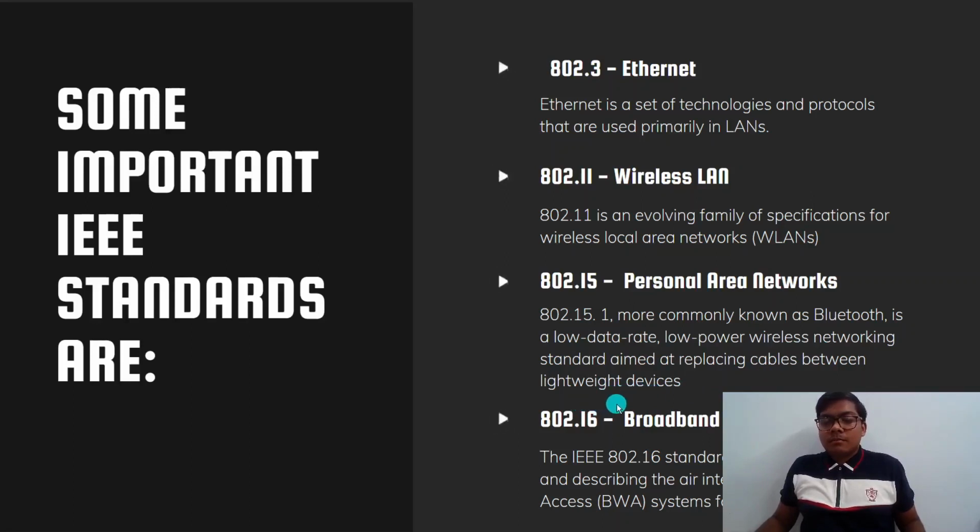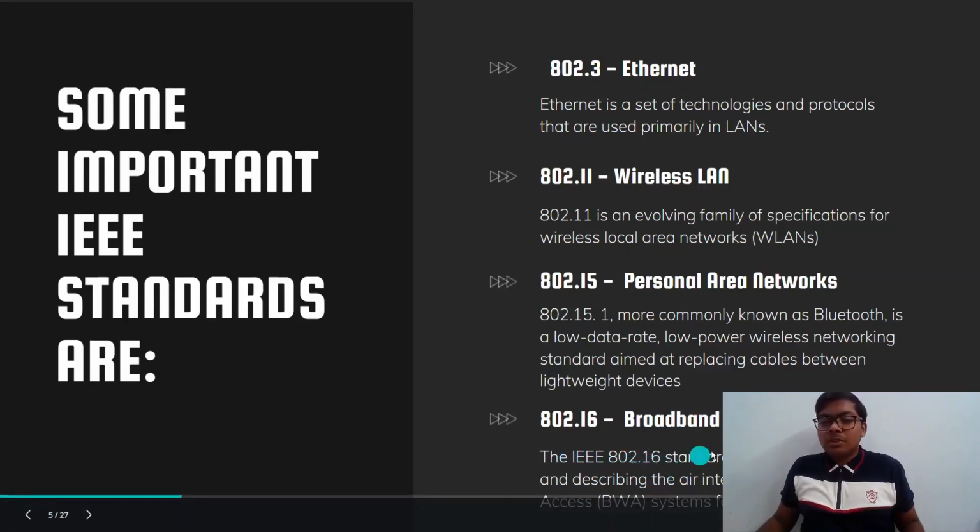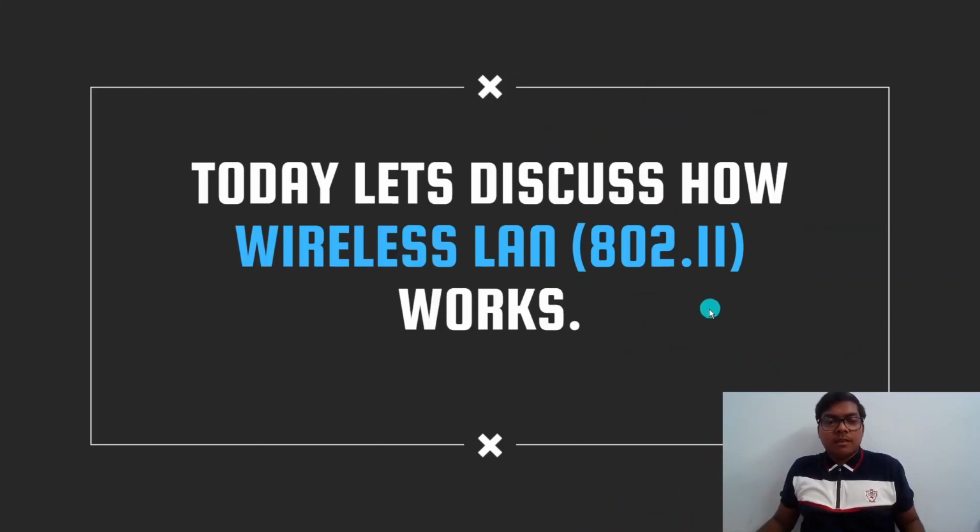802.16, the broadband wireless. The IEEE 802.16 is responsible for specifying and describing the air interface for the broadband wireless access BWA system for fixed and mobile users. So today let's discuss how wireless LAN 802.11 works.